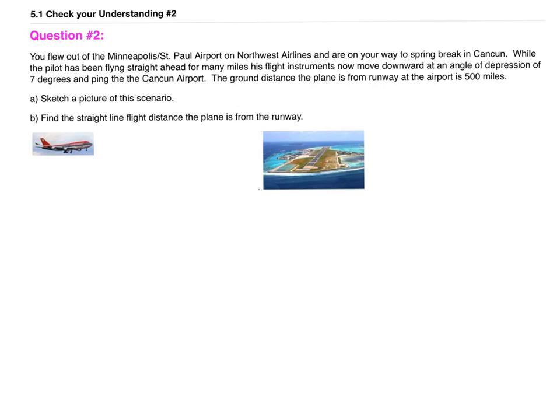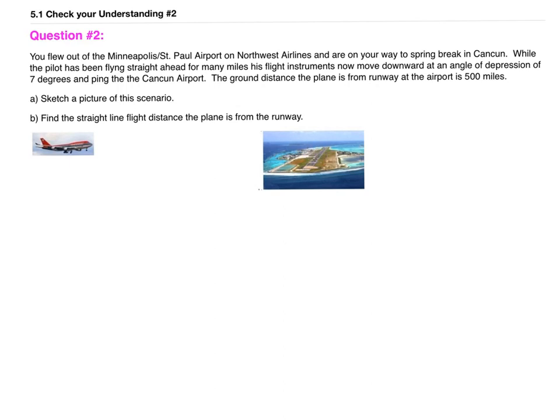Now in this question, we're leaving the Minneapolis-St. Paul Airport heading to Cancun on Northwest Airlines, and the pilot is here flying toward Cancun. As he's flying, keep in mind he's looking straight ahead. Here it says the flight instruments, or imagine that the pilot's eyes, instead of going straight ahead, are going to depress 7 degrees. So instead of going straight ahead, there's going to be a depression going down about 7 degrees until he sees the actual runway here.